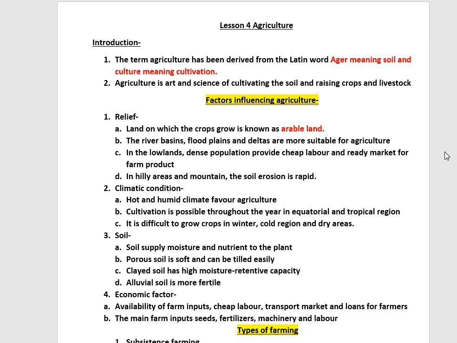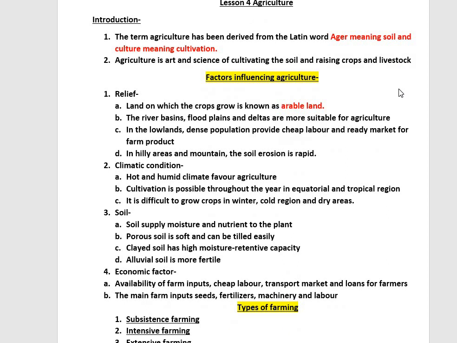First point, the introduction. The term agriculture has been derived from the Latin word ager, which means soil, and culture, which means cultivation. So when we combine the two words, ager and culture, the word agriculture is formed. The meaning of agriculture is the art and science of cultivating the soil and raising crops and livestock.